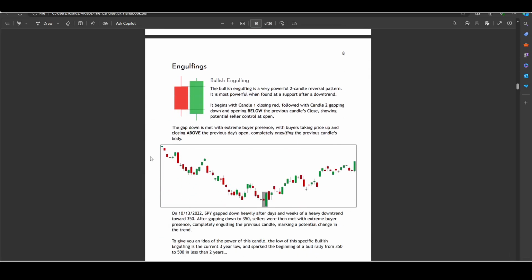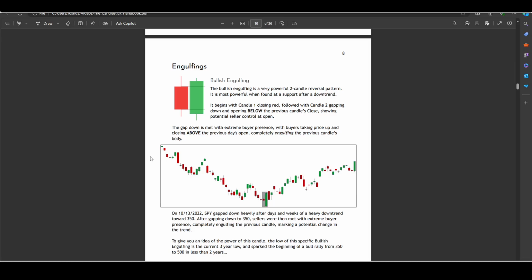Engulfings, which I'm sure a lot of you guys are aware of, and these are definitely not hard to forget just because they're so easy to spot. This is when the next candle, basically what the word says, engulfs the previous candle, and it's a very, very strong show of hands by one side. In this example, we're going over the bullish engulfing. I'm sure the next is the bearish. But the bullish engulfing is a very powerful 2-candle reversal pattern.